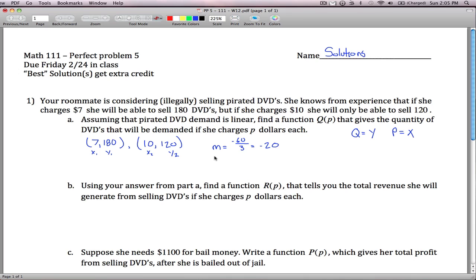And once you know the slope, you can say y equals mx plus b, y equals negative 20x plus b, and then grab one of these points. Either one, it doesn't really matter. I'll grab this guy. And we got 120 equals negative 20 times x, which is 10, plus b. This is negative 200, so if you add that over to the other side, you get that b equals 320.